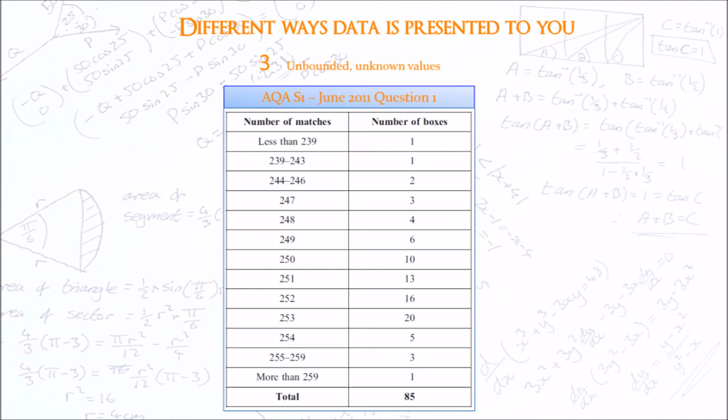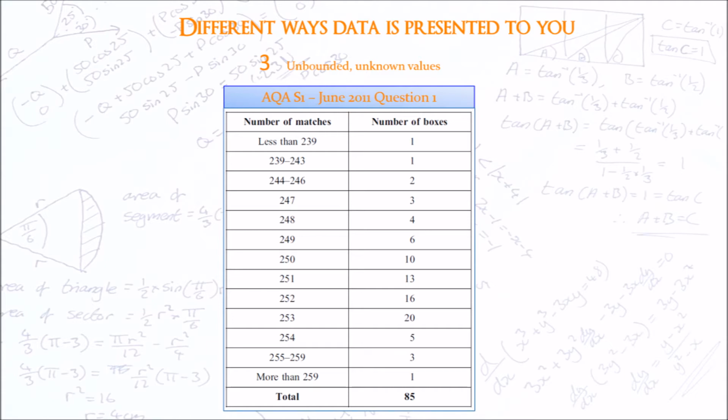The third way that you can present it is where you've got some values that don't have a lower bound or upper bound. So for example, in this question, we can see it says less than 239 and more than 259. If we take the more than 259 one first, we don't know whether that's 260 or 260 million, 260 billion. We don't know because it's got no upper bound. And because of that, we can't work out the midpoint.